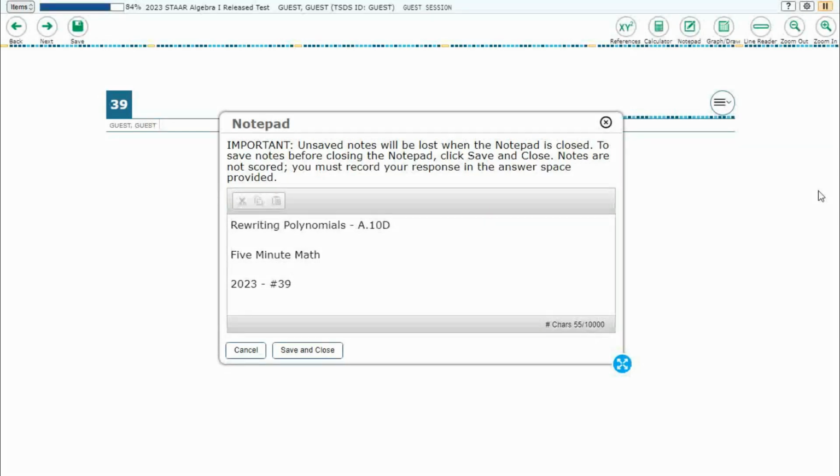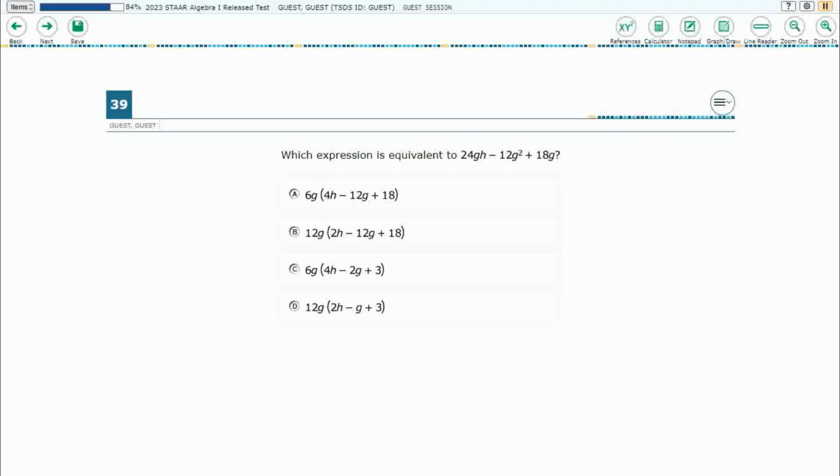Today we are looking at the Algebra 1 concept of rewriting polynomials. This is standard A.10D in the great state of Texas, and we are using item number 39 off the 2020 released STAAR test. If you haven't done so already, please go ahead and take a moment to pause the video, work this problem out on your own, unpause it, and we will look at our answers together.